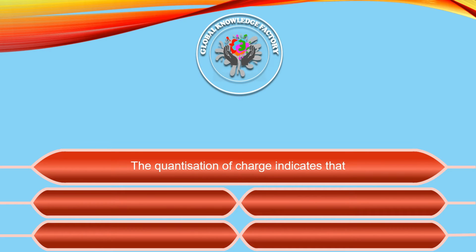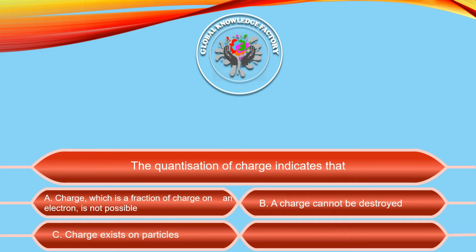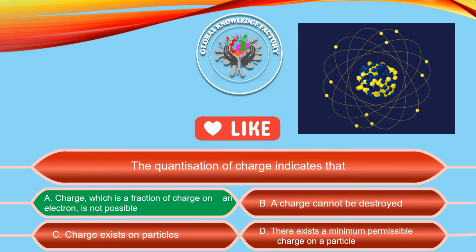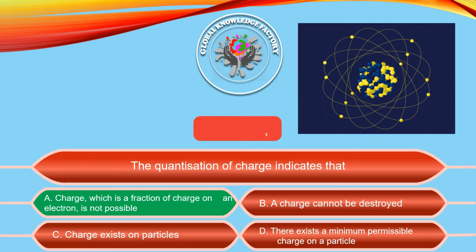The quantization of charge indicates that: A. Charge which is a fraction of charge on an electron is not possible. B. A charge cannot be destroyed. C. Charge exists on particles. D. There exists a minimum permissible charge on a particle. Answer is A. Charge which is a fraction of charge on an electron is not possible.